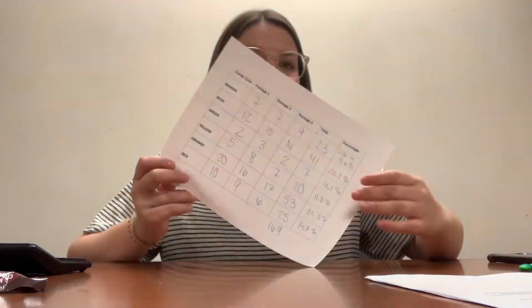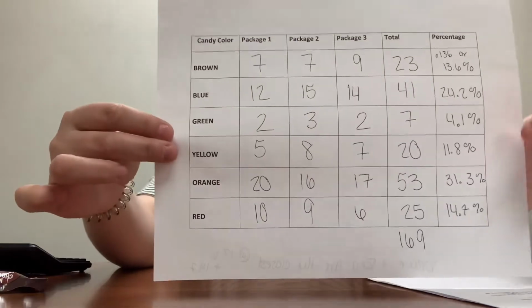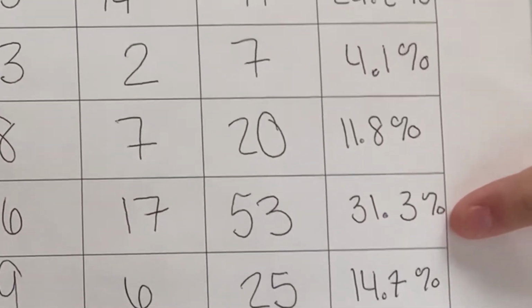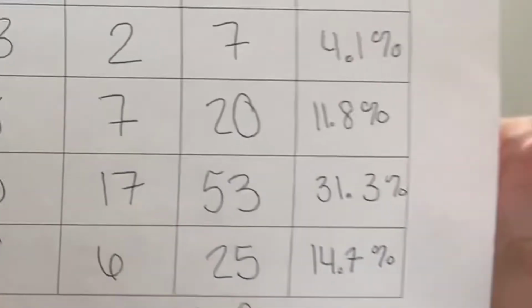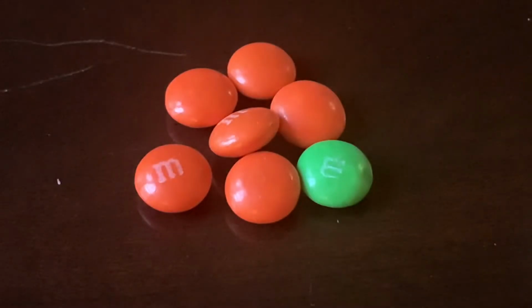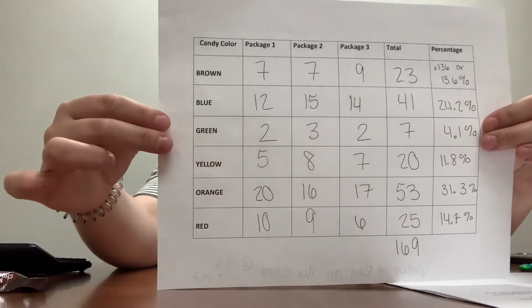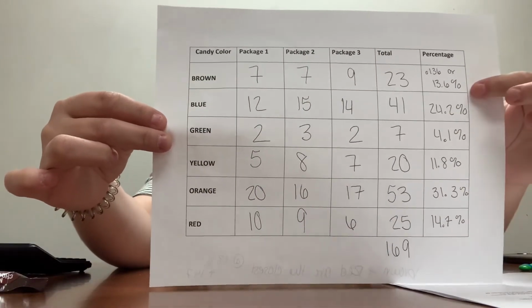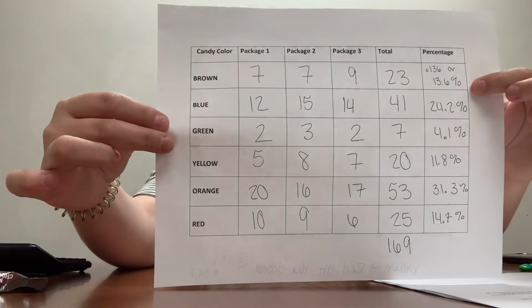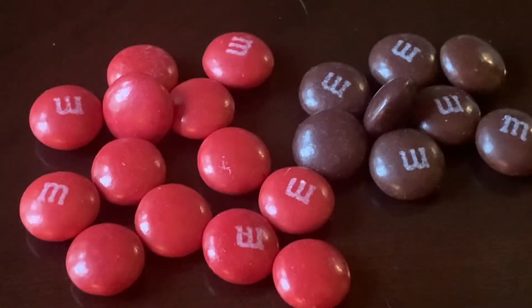Once you have all of your percentages, you can look through your data and ask yourself some questions. So, which is the most common? For ours, it was orange at 31.3%. Which is the least common? Ours would be green at 4.1%. And you can ask yourself if there's any that have the same frequency. Our closest were brown and red at 13.6% and 14.7%.